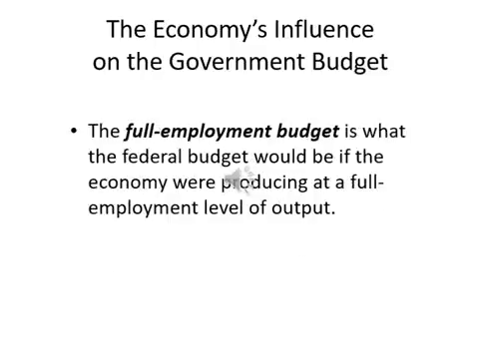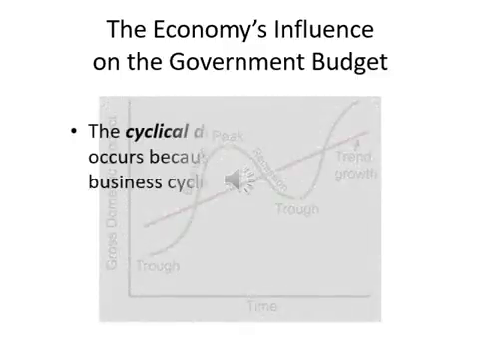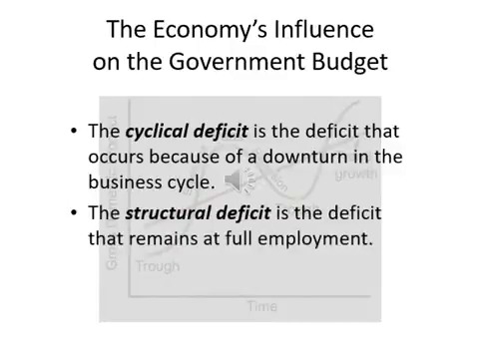The full employment budget is what the federal budget would be if the economy were producing at a full employment level of output. The cyclical deficit is the deficit that occurs because of a downturn in the business cycle. The structural deficit is the deficit that remains at full employment.